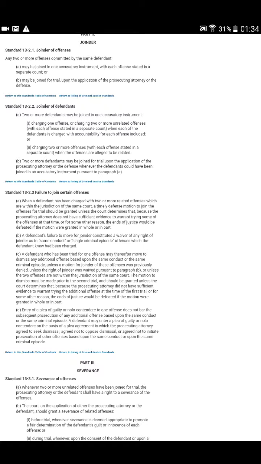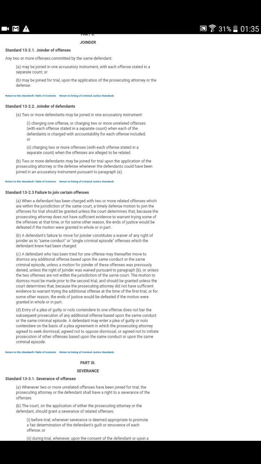Now, failure to join certain offenses. When a defendant has been charged with two or more related offenses which are within the jurisdiction of the court, a timely defense motion to join the offenses for trial should be granted. See? The defense motion should be granted unless the court determines that because the prosecuting attorney does not have sufficient evidence to warrant trying some of the offenses at that time, or for some other reason, the ends of justice would be defeated if the motion were granted in whole or in part.